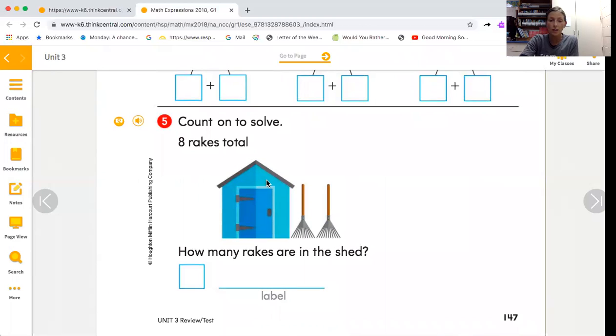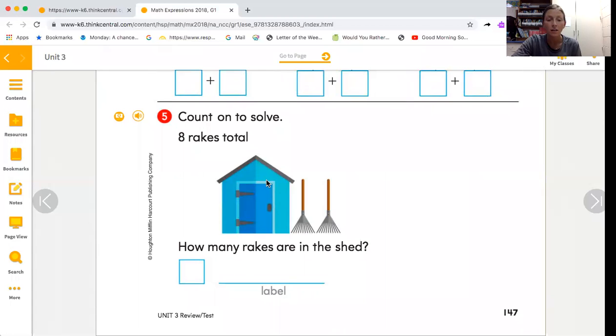All right, now we're moving on to number 5. On number 5, it says count on to solve. So what that means is there are 8 rakes total. Okay, so there's 8 rakes total. We see 2 rakes right here. The rest are in the shed.